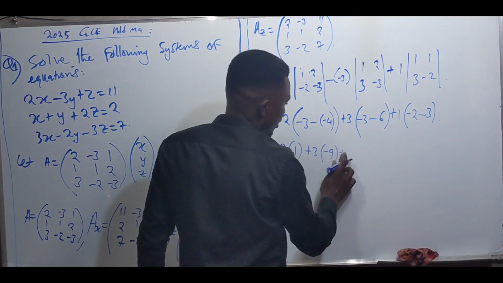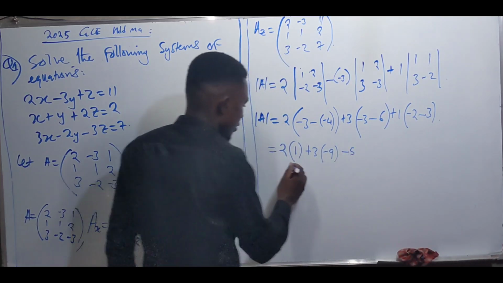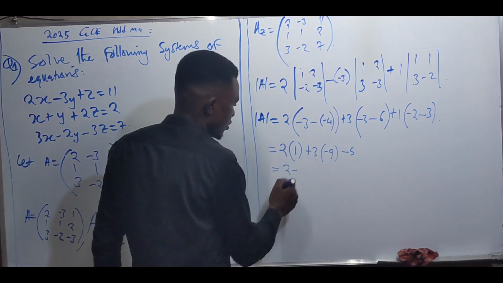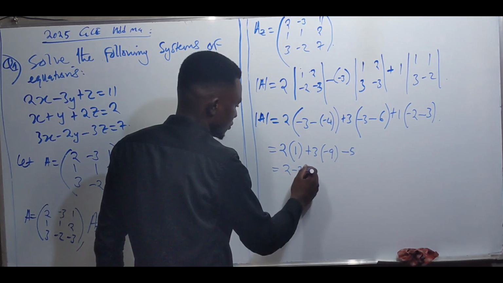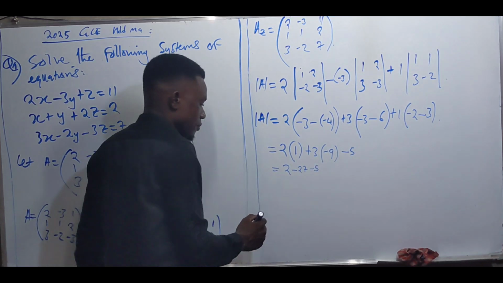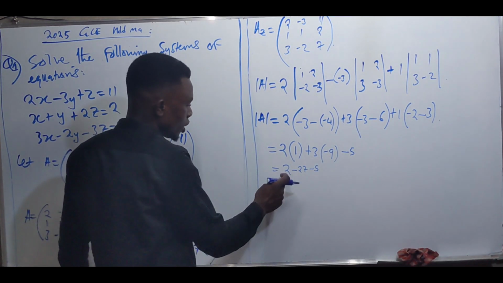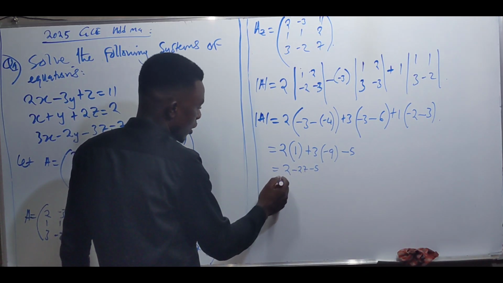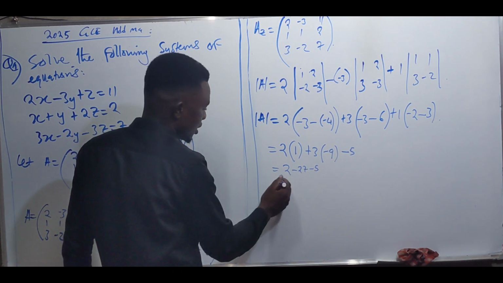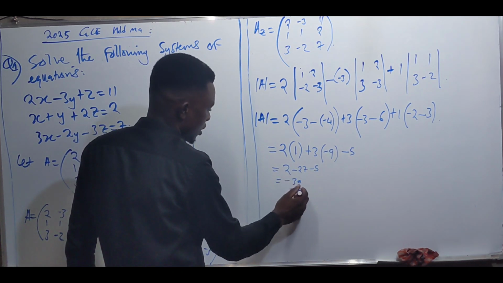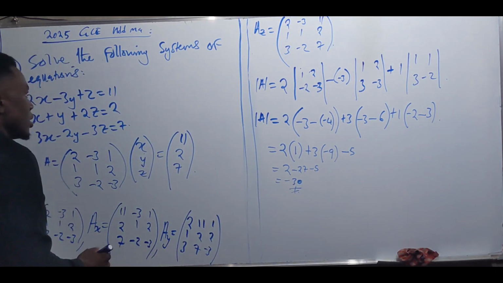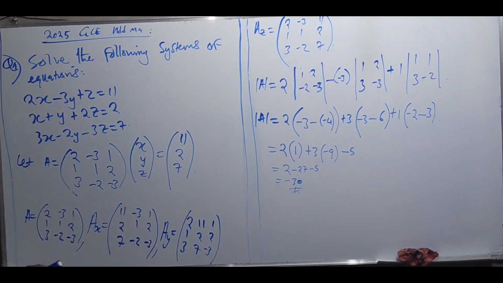By that, this is just a negative 5. And this is nothing but equal to 2 times 3 multiplied by negative 9, that is negative 27 minus 5. Then 2 minus negative 27 of negative 25 minus 5, that is negative 30. Therefore, the determinant for A is negative 30.